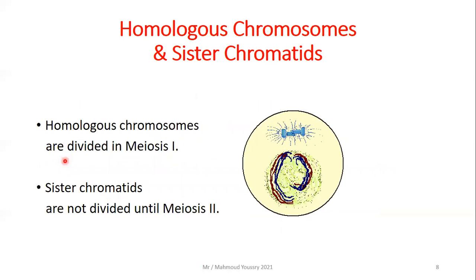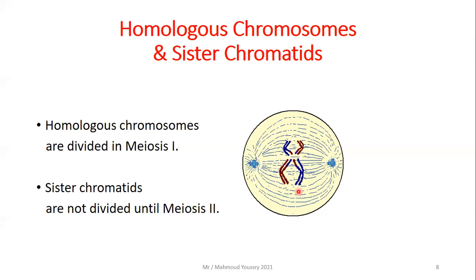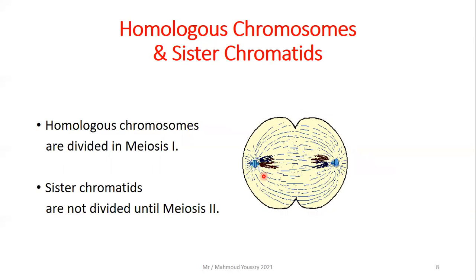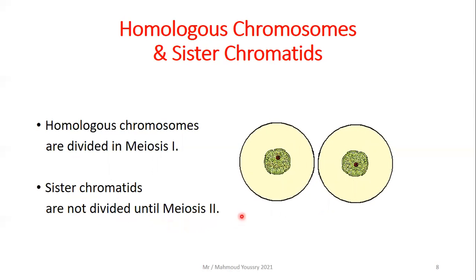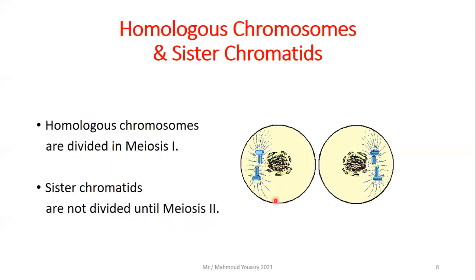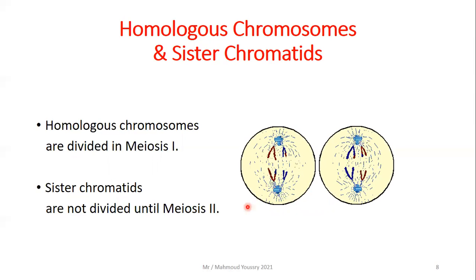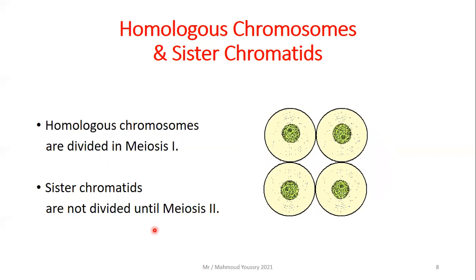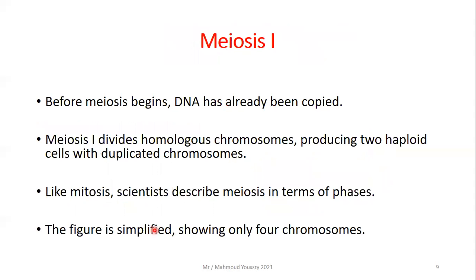The homologous chromosomes are divided in meiosis 1. Homologous chromosomes, as you can see, are divided in meiosis 1. And the sister chromatids are not divided until meiosis 2. Look here, the sister chromatids will be separated in meiosis 2. So let's talk about these processes in detail.